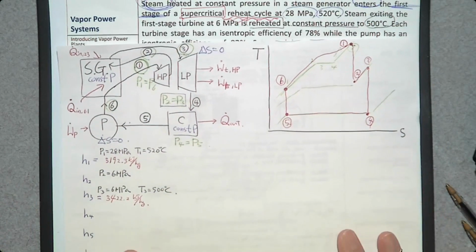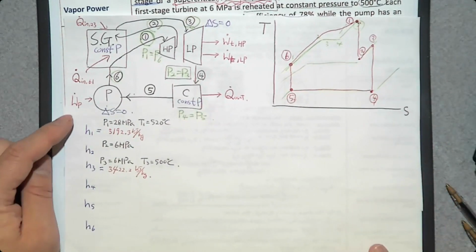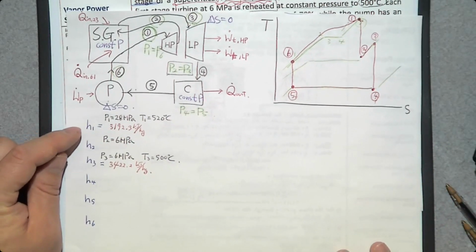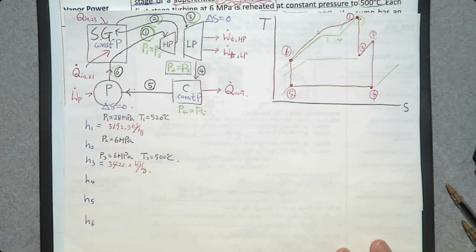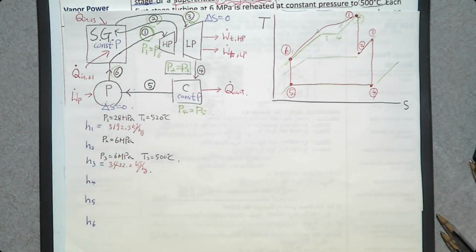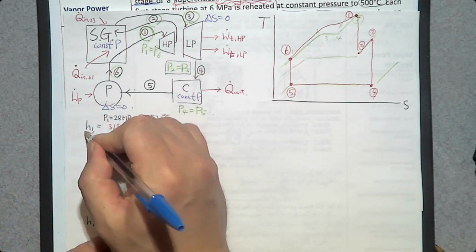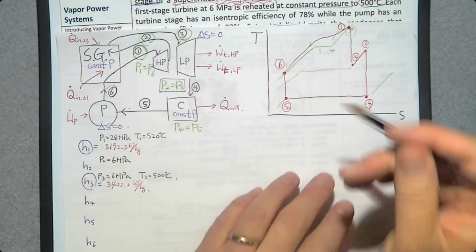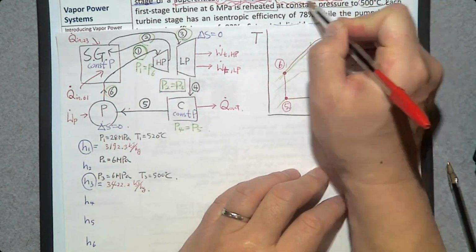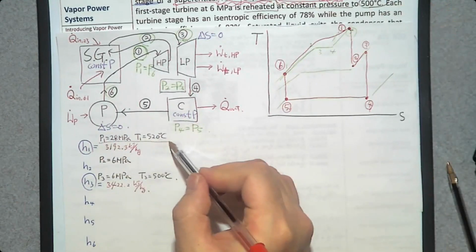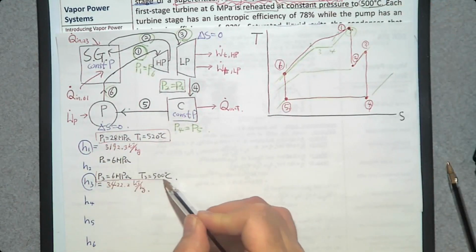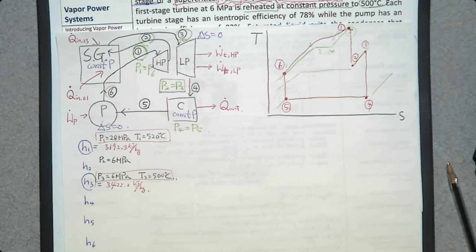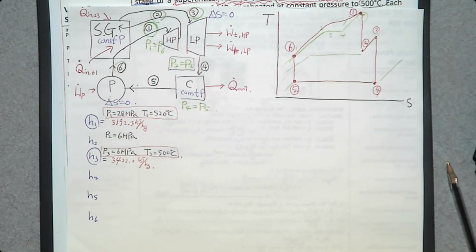So the first thing we want to do is determine the specific enthalpy at each state, number 1, 2, 3, 4, 5, and 6. And we found two specific enthalpy values. They are H1 and H3 because we know the pressure and temperature at number 1 here. And we also know the pressure and temperature at number 3. So today we are going to start with number 2 and number 4, then the rest.